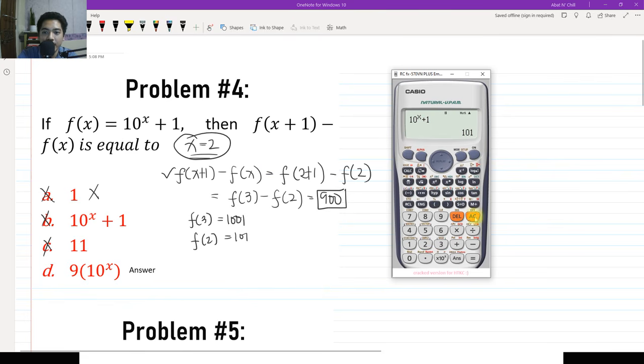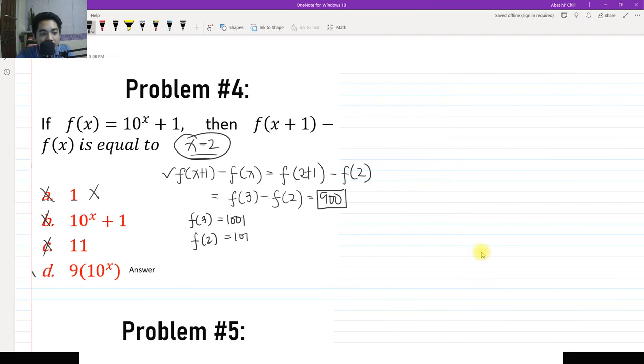So let's try letter D. So we have 9 times the quantity 10 raised to, just click this, alpha here in the x, and then this one so that we can proceed with the parenthesis, and then solve. And then input the value of the same x that we use, which is equal to 2. And voila, you got the 900. So, the answer for this problem should be letter D.